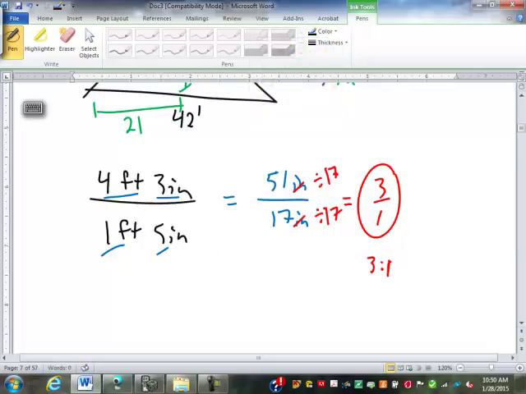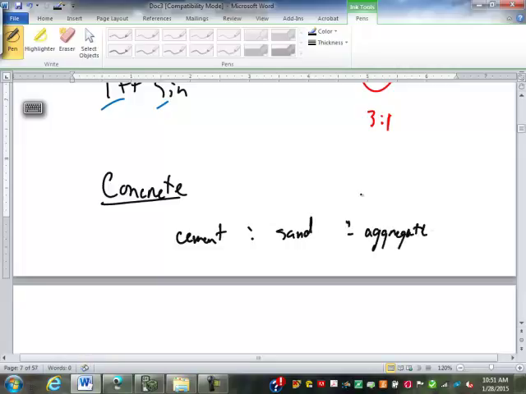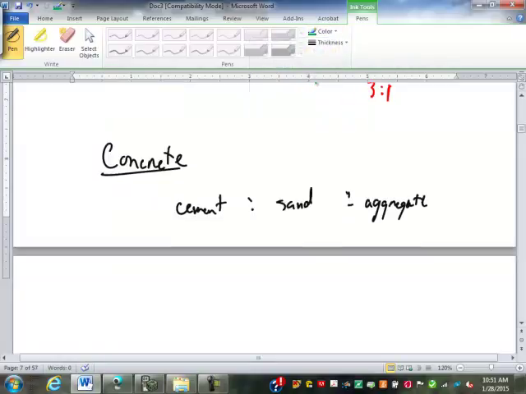We can also have ratios that involve more than one number. If you're looking at concrete, concrete has 3 ingredients. It has the cement, the Portland cement. It has sand. And it has aggregate. Of course, it also has water, but we're not worried about that right now. Most concrete is a 1 to 2 to 5 ratio: 1 part cement for every 2 parts sand to 5 parts aggregate.